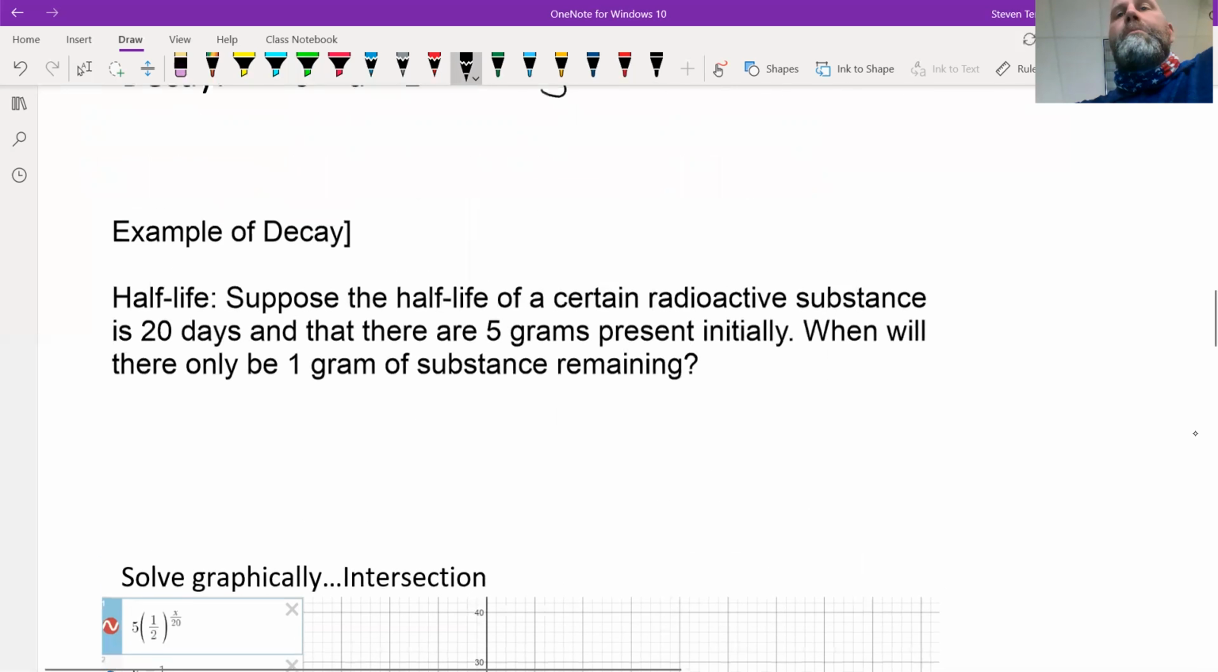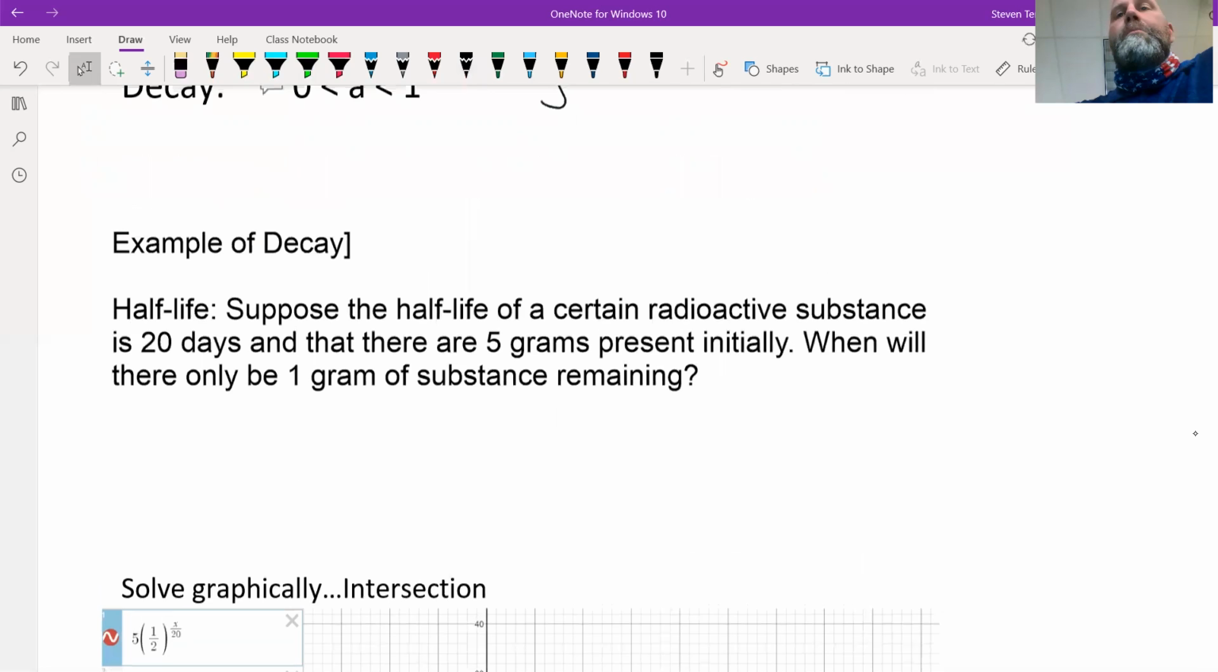The first one is decay. So half-life. Suppose the half-life of a certain radioactive substance is 20 days, and there are 5 grams present initially. When will there only be 1 gram of substance remaining? Okay, so initially our value, our K, is going to be 5.